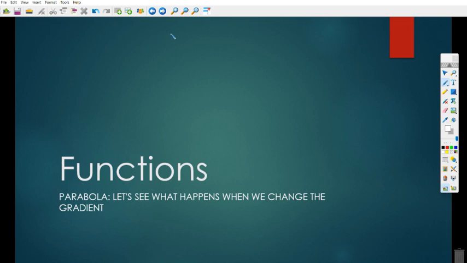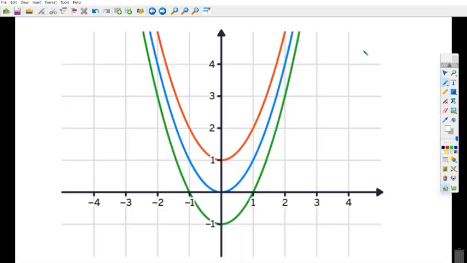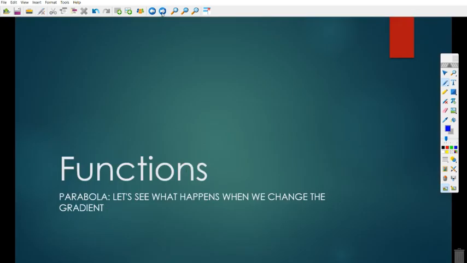Okay, so if we move on, let's see what happens when we change the gradient of this function. Just so you guys know, for my normal blue graph, y is equal to x squared, the gradient is going to be whatever's in front of my x squared. In this case it's just 1. So what happens if I change whatever's in front of my x squared? That's what this is going to be doing now.